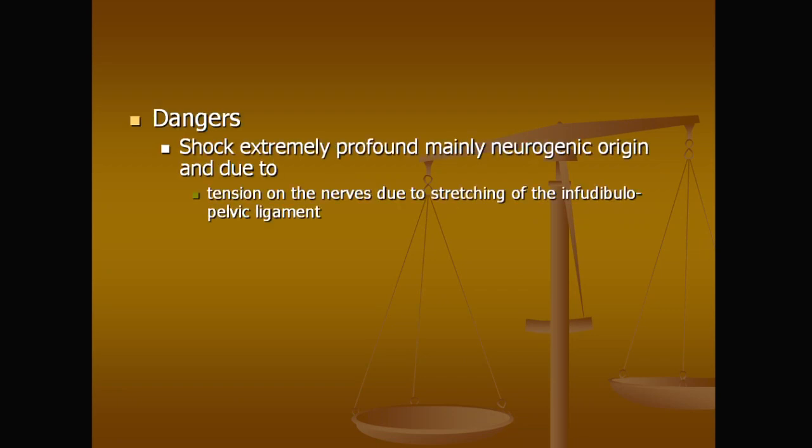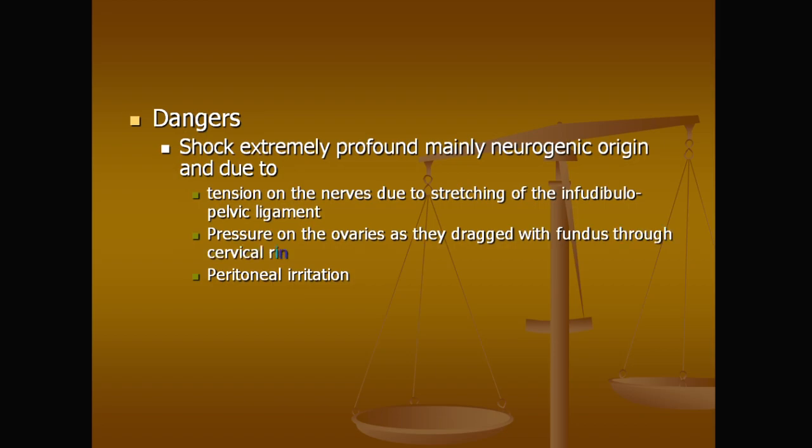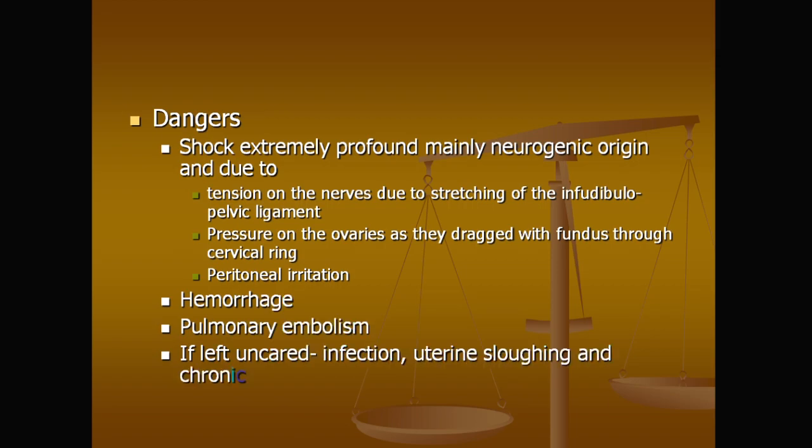Dangers in inversion of uterus include shock, extremely profound, mainly neurogenic origin due to tension of the nerves due to stretching of the infundibulopelvic ligament, pressure on the ovaries as they track with fundus through the cervical ring, peritoneal irritation, hemorrhage, pulmonary embolism. If it is left uncared, it may lead to infection, uterine sloughing, and chronic inversion.